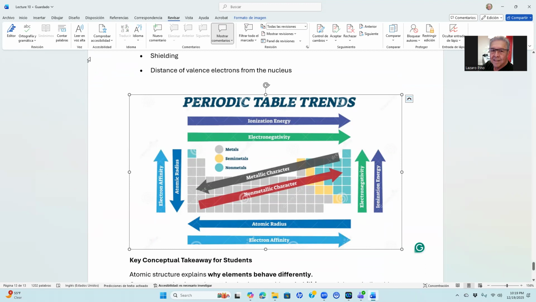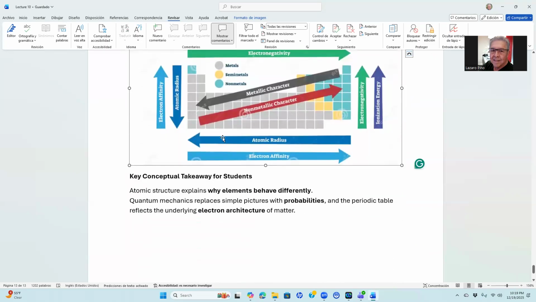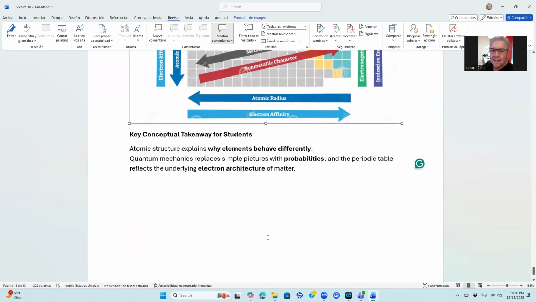So if you compare one element here with one element down here, according to the metallic character, you will say that the elements in the first group and down are the most metallic, while the least metallic are to the right and up. And the non-metallic is the opposite. Well, take into account this table and these trends, and you will have questions from here.